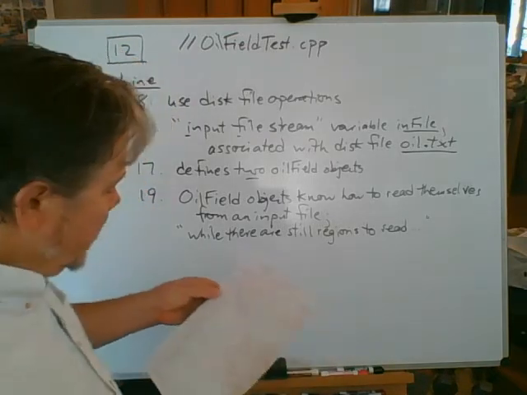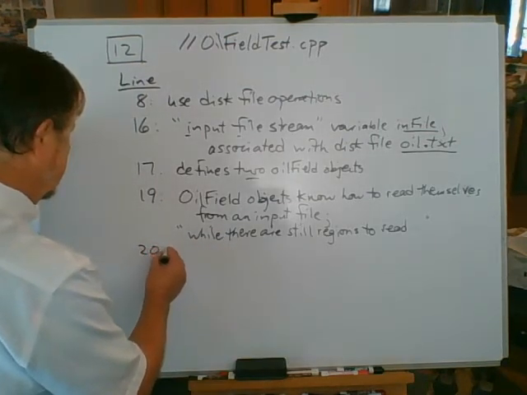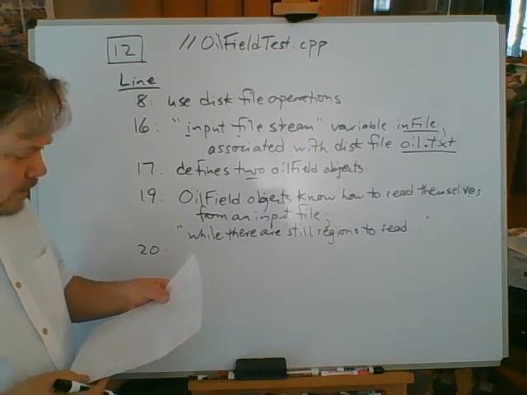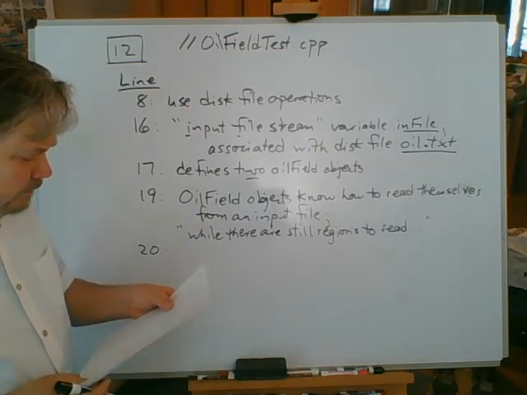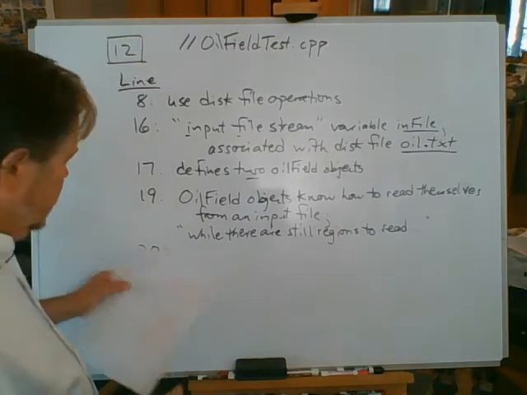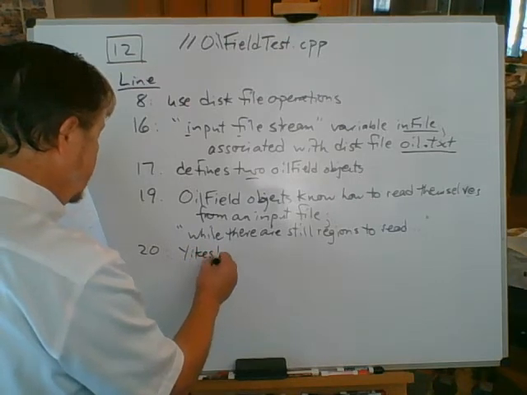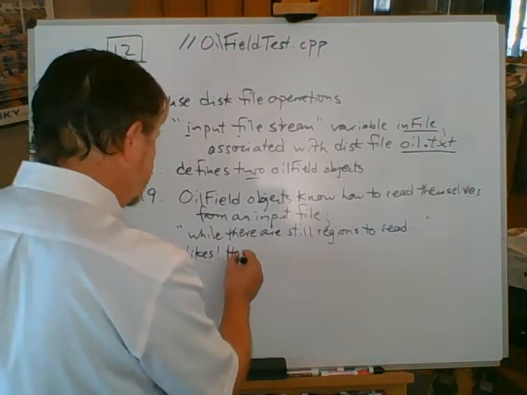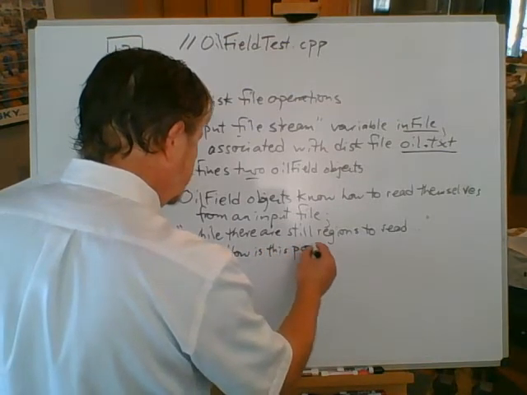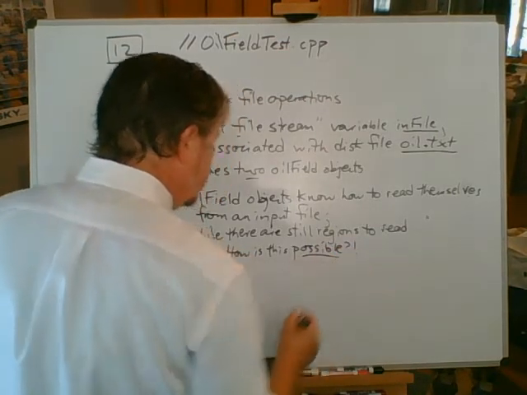Okay? Line 20. Line 20 looks innocent enough. It's just a simple, straightforward assignment statement. Oil field backup. It's even choking me up. Oil field backup equals oil field semicolon. That deserves a yikes. Yikes! How is this possible? Question mark, exclamation point.